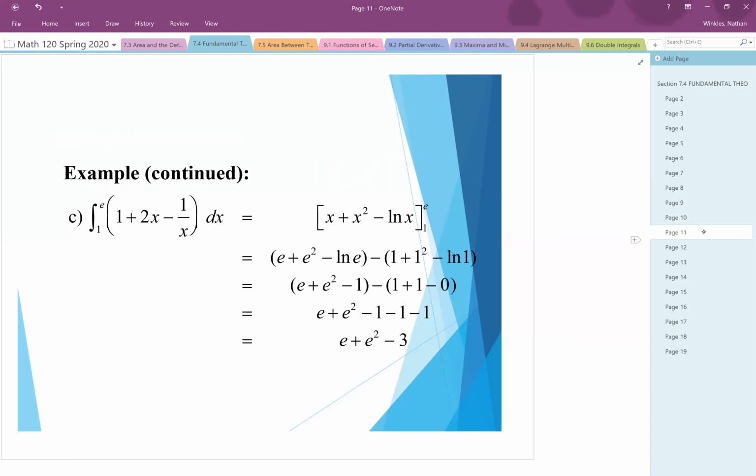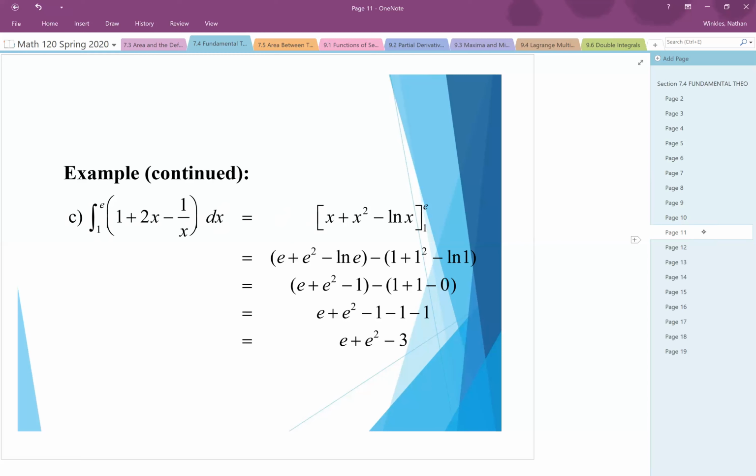The last example that we had there was the integral from 1 to e of 1 plus 2x minus 1 over x dx. So by doing this, we end up with the integral of 1 is x, integral of 2x is x squared, integral of minus 1 over x is minus ln of x, evaluated from 1 to e. So plugging in e first, we get e plus e squared minus ln e. And then minus when we plug in 1, we get 1 plus 1 squared minus ln of 1.